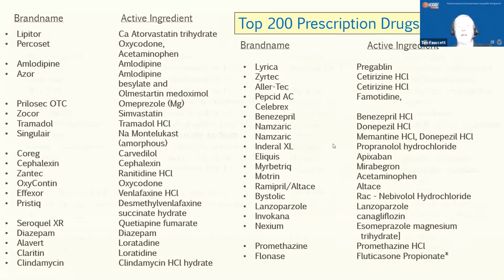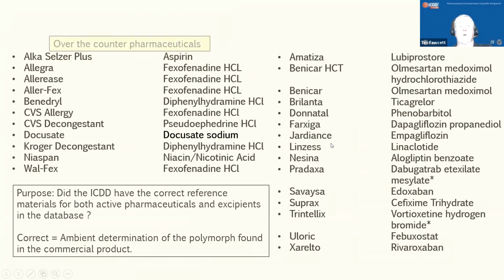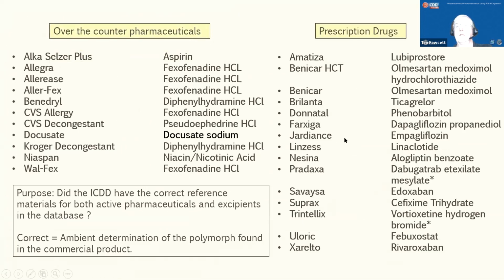We also analyzed some over-the-counter pharmaceuticals and some prescription drugs. And what you see is the particular brand name of the material that we saw, what its active pharmaceutical ingredient is, and in total, this was 65 different formulations that we analyzed. And one of the purposes of this study was to see if the ICDD had the correct reference.